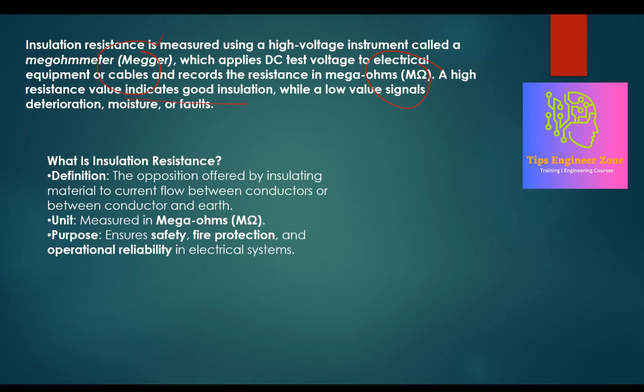If this is a single phase transformer, this is the LV and this is the HV. If we measure resistance between HV and LV, and we get greater than 100 megaohms, then we can say that this is good insulation.